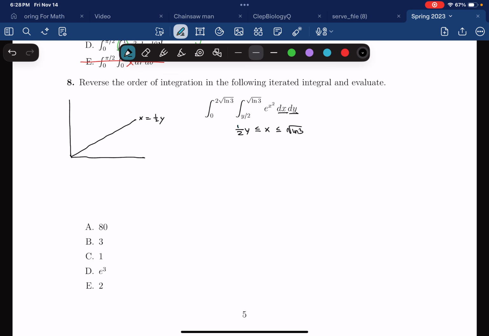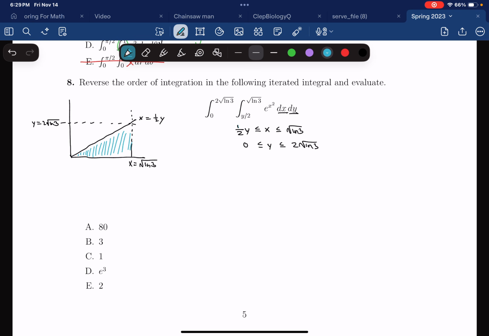And let's just say the square root of natural log of 3 is somewhere in here. Sorry, not root 3, natural log, square root of natural log of 3. And then y is bound between 0 and 2 times the square root of natural log of 3. I'm going to say right here, that was way too high up, where y is equal to 2 times the square root of natural log of 3, and it's in this area right here.